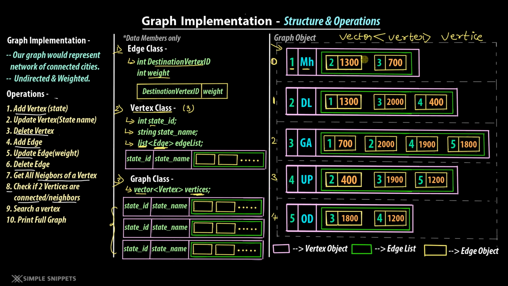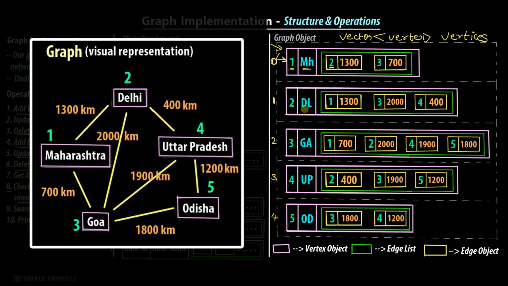So if you see the yellow container, this is basically an edge object. The edge object has the ID of the destination vertex. So 2 is the ID of Delhi. DL stands for Delhi. So 2 is there in the edge list of the Maharashtra object, right? In the first vertex object, which is at index position 0 in this vertices vector. So first is for Maharashtra. Maharashtra is connected to Delhi because Delhi's state ID 2 is over there in its edge list, and we also have the weight, which means from Maharashtra to Delhi, we have 1300 kilometers.